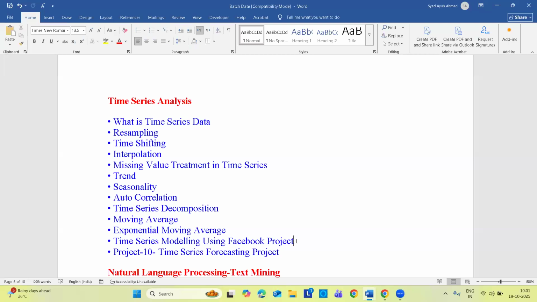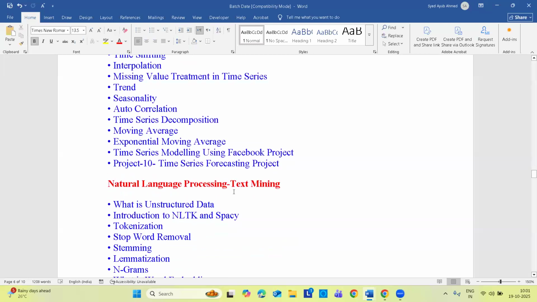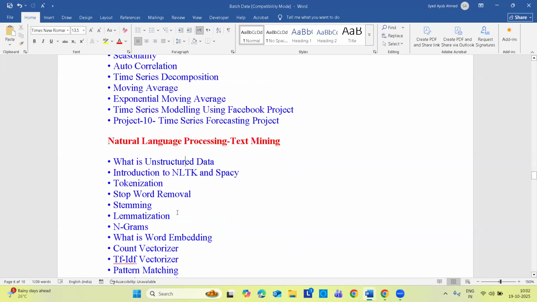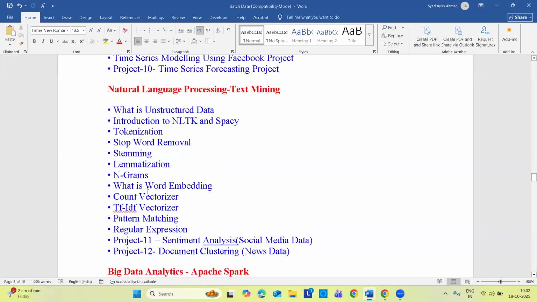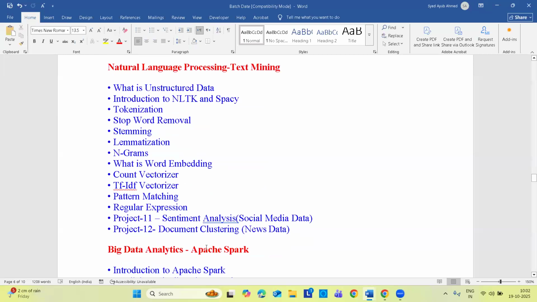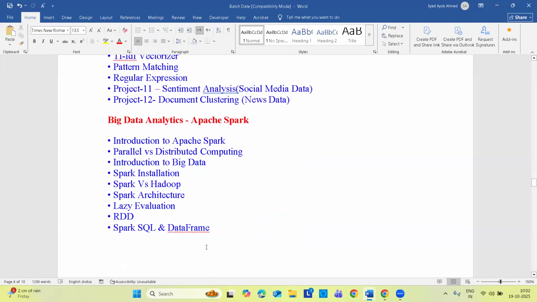And then we'll see some natural language processing techniques, text mining, NLP, tokenization, and stopword removal, and n-grams. So these are all concepts that we are going to cover as part of NLP, guys. And then some project work will be covered. Then we'll move to big data analytics.